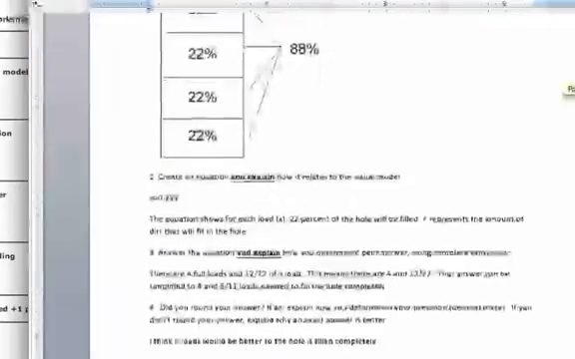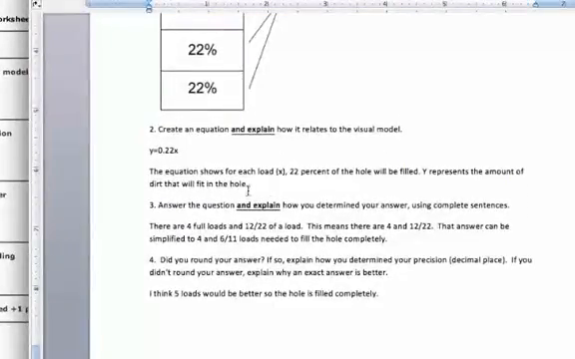It says create an equation and explain how it relates to the visual model. So here's my equation, y equals 0.22x, and it says the equation shows for each load x, 22% of the hole will be filled in. y represents the amount of dirt that will fill the hole.